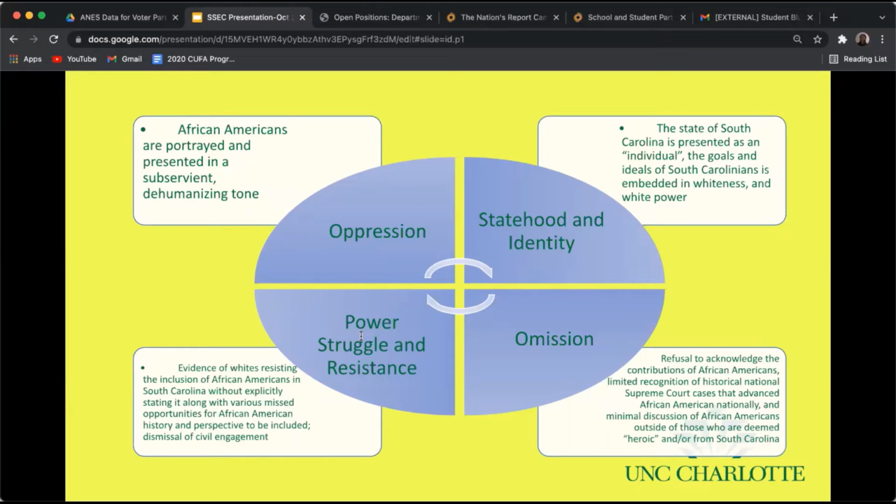The third was power struggle and resistance. That refers to white resistance and its inclusion of African Americans within the state without explicitly talking about the racialization of it, the missed opportunities to talk about the inclusion of African American history and that perspective or the counter narratives that are frequently seen or encouraged within CRT, and the dismissal of civic and civil engagement of African Americans. And the last one was omission. That was the lack of acknowledgement of contributions of African Americans, limited discussion about Supreme Court cases, and just missed opportunities where African American history could be discussed.